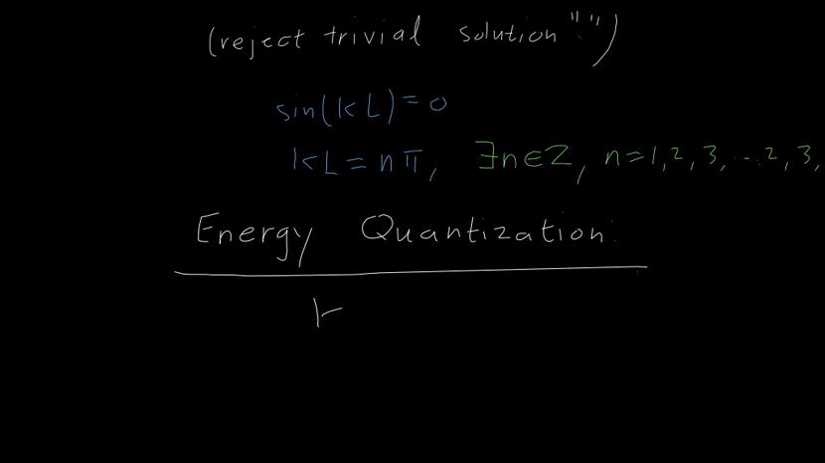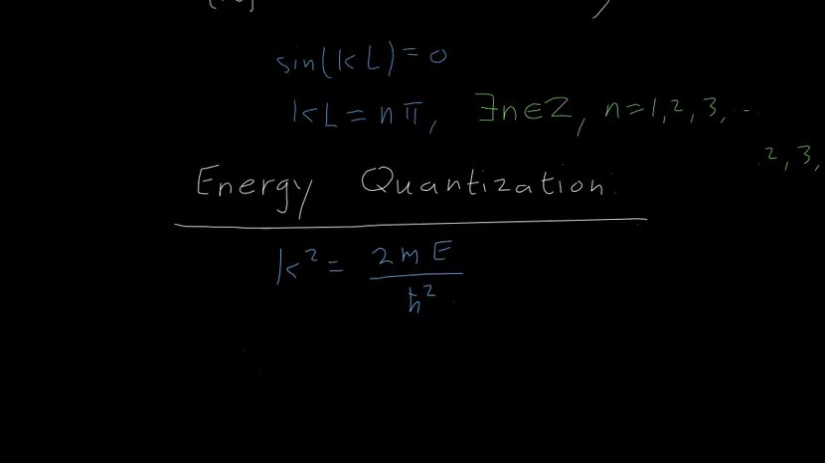Remember what I defined earlier. I said K, what is K? You should know what this is. K squared was defined to be 2 times the mass times the energy divided by Planck's constant squared. Now, K itself would be n pi over L. How do I know that? From this guy over here, I'm just rearranging for K. So we enter K again, n pi over L.